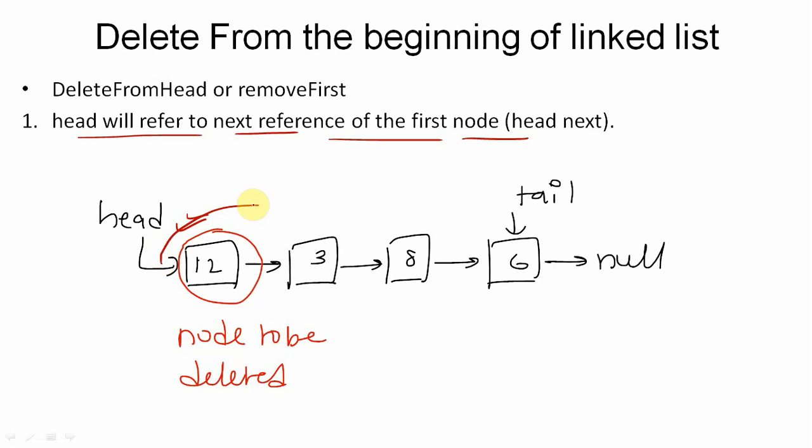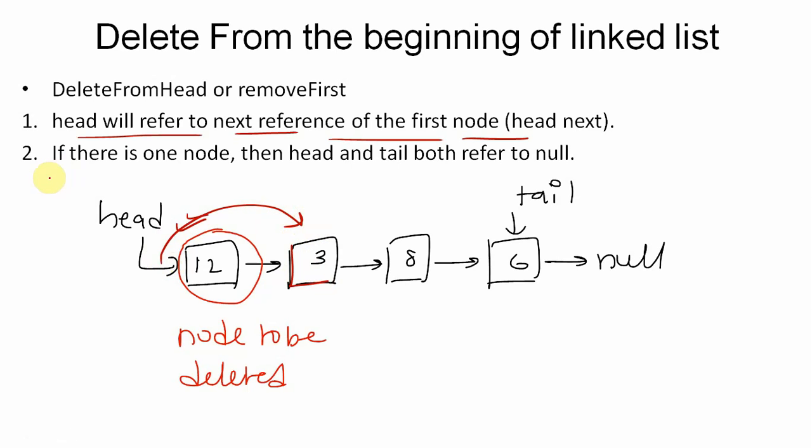So what happens? Now 12 is removed from the linked list. Head is referring to the next node of 12, which is 3. And what happens in the single node scenario? Head and tail both refer to null. Okay. Moving forward.